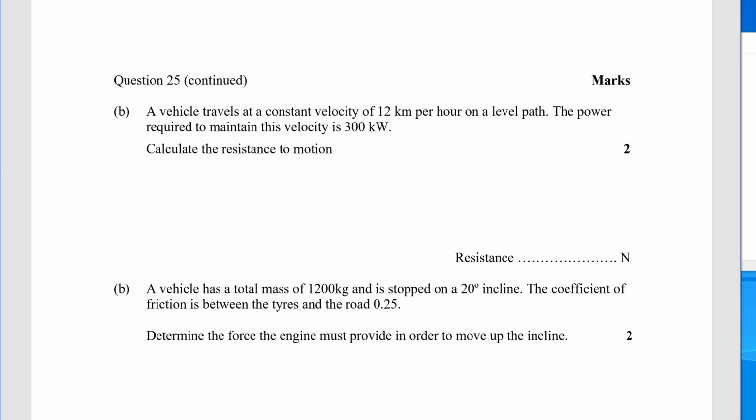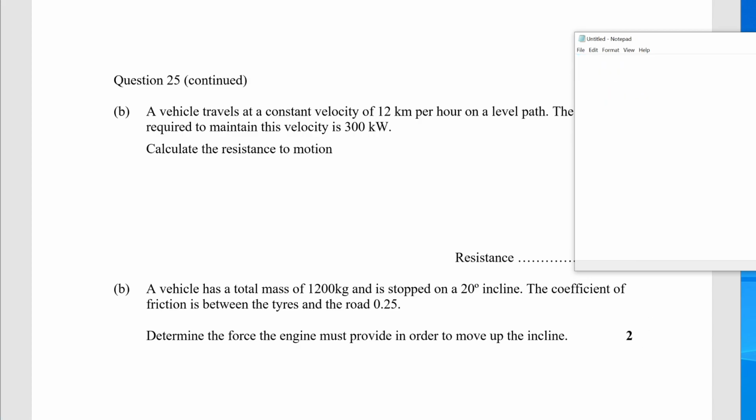Okay, so what are we doing here? Well, it's a pretty easy question, really. We know that power equals force times velocity, which means that force equals power divided by velocity. That looks right. And then remember, we always want to use base units, SI units. So 300,000 divided by, now we can't use 12 kilometers per hour.